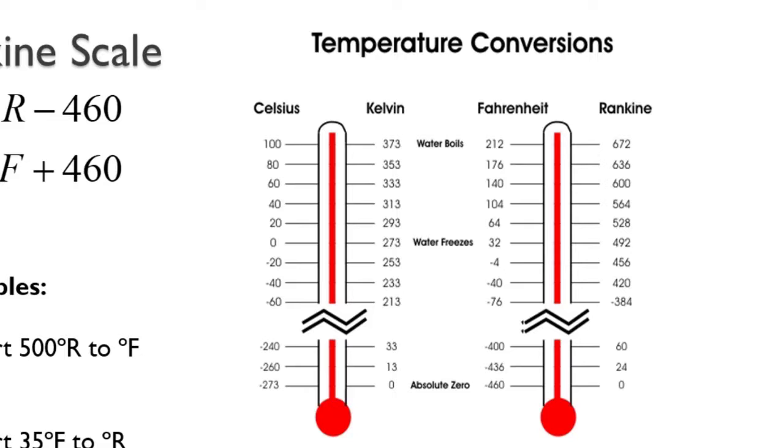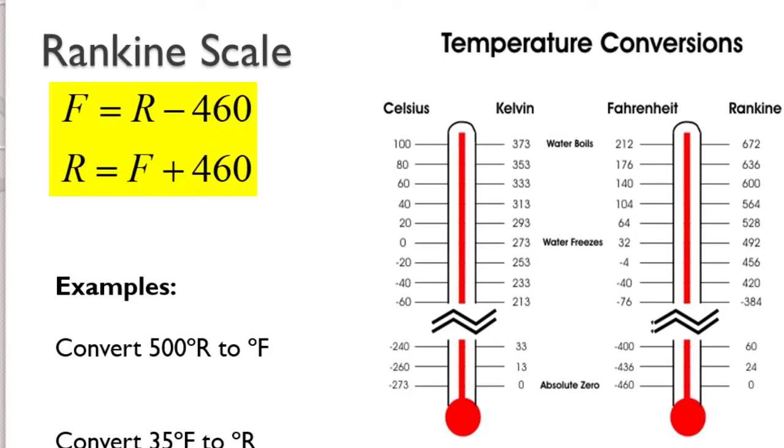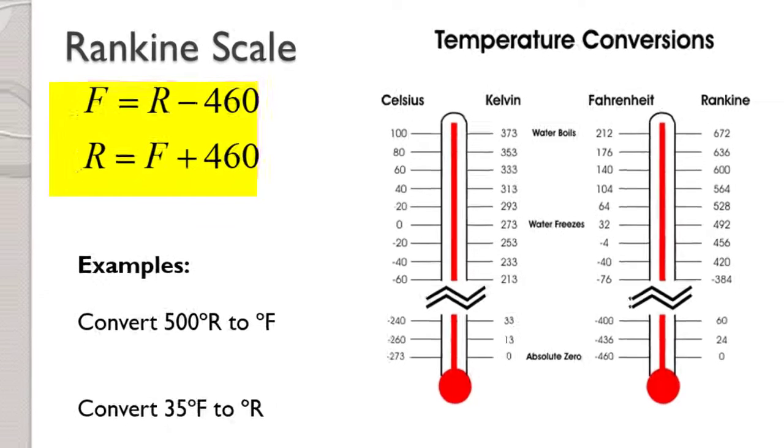So we take the temperature of 0 degrees on the Fahrenheit scale, which would be right about here, and we move it down to absolute 0. And therefore all the temperatures on the Rankine scale are 460 degrees above those on the Fahrenheit scale. And so now you have these two formulas, the conversion between Fahrenheit and Rankine. So let's do these two examples.